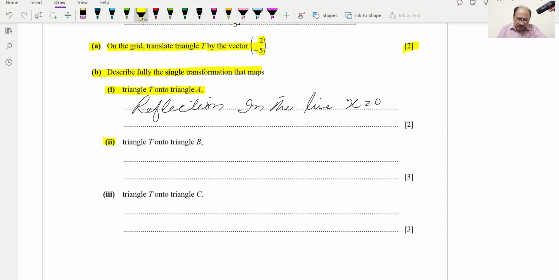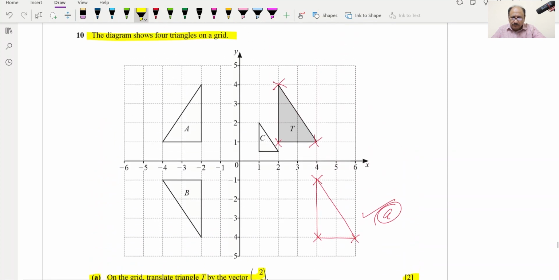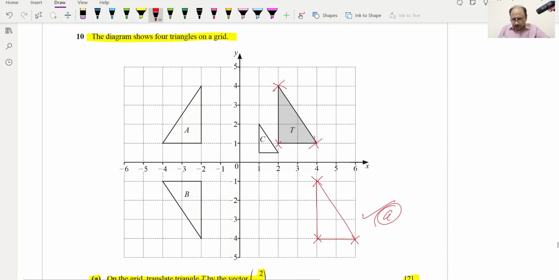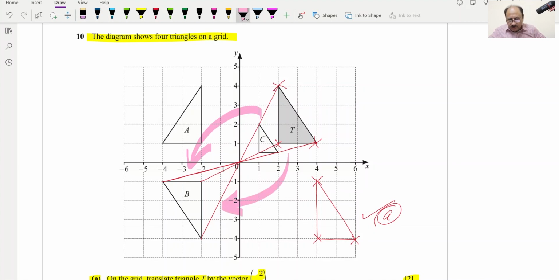Now second part, triangle T onto B. T onto B, we can check for T onto B. So we will join the vertices. If we join this one with this, and similarly we can join these two as well, and the third vertex also we can join to be doubly sure that everything is fine. So its center of rotation is origin, and it is 180 degree rotation. Basically 180 degree can be this side or it can be this side, it will be same.